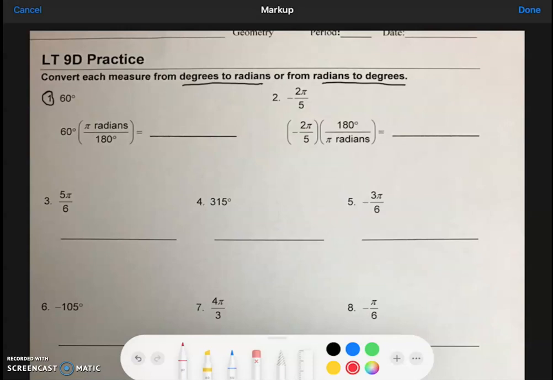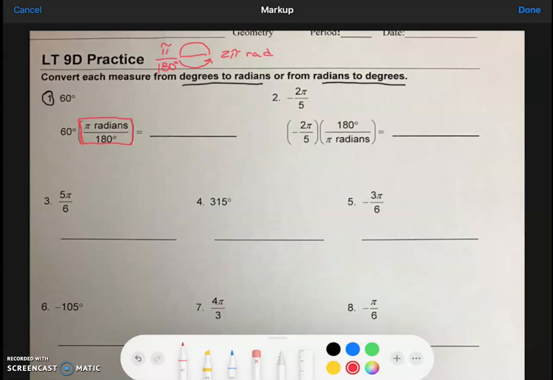You would take that 60 degrees and multiply it by this ratio right here, which is pi radians over 180 degrees. If you'll recall, half a circle is 180 degrees, but as radians, it is pi radians, which is 3.14 radians. To go a complete circle, which is 360 degrees, that would be 2 pi radians. So when we're only dealing with half a circle, that's pi radians or 180 degrees. That's the ratio that's being used.